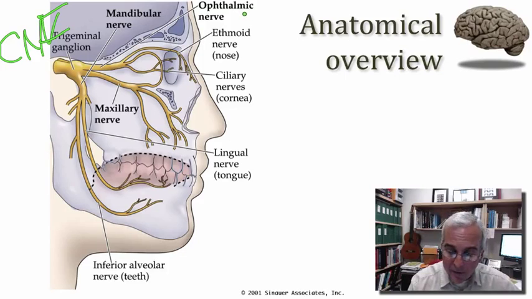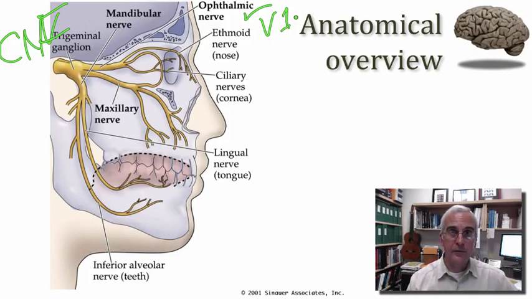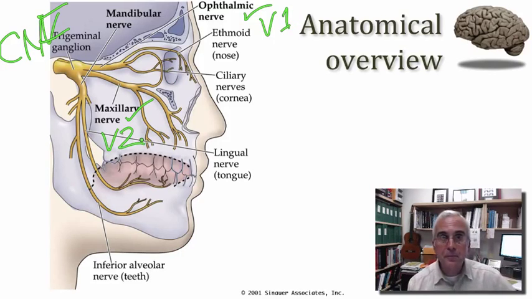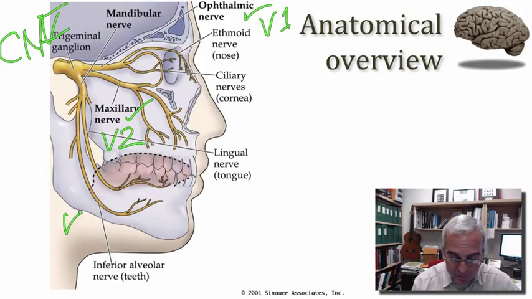There's an ophthalmic division, which we sometimes consider to be V1, meaning the first or superior division of the trigeminal nerve, nerve 5. There's a maxillary division that we sometimes refer to as V2. And then finally, a mandibular division that we sometimes refer to as V3.